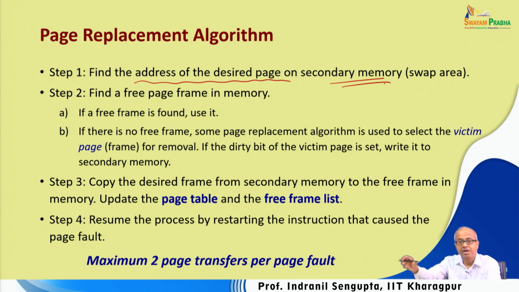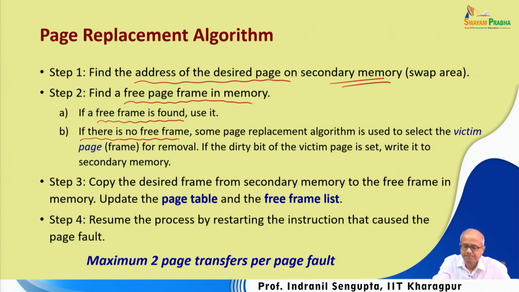First find out from where you have to bring it, then try to find a free page frame in memory. Free frame list, the data structure is maintained by the operating system. So, the operating system will be consulting that free frame list and try to find out whether a free frame exists or not. If you find that a free frame is there, simply use it, block it, I want to use it, remove it from the free frame list. But if there is no free frame, here the page replacement issue is coming into the picture.